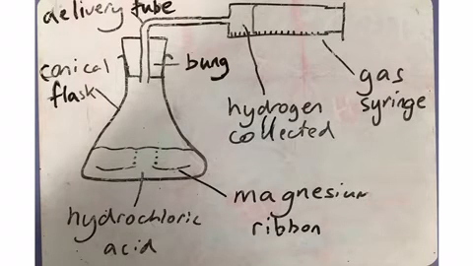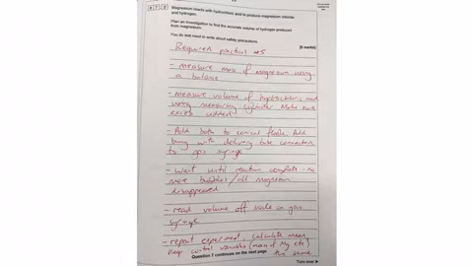Take a careful look at the diagram of the equipment. We're going to need it to answer the next question. This question is very similar to required practical 5, measuring the rate of reaction by collecting a gas. Here though, we're just asked to write about how we could work out the total volume of gas produced from the reaction between magnesium and hydrochloric acid.